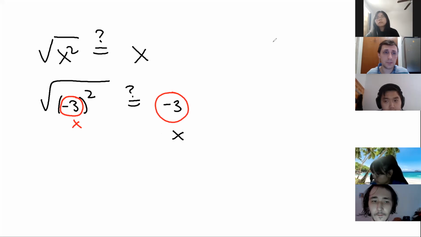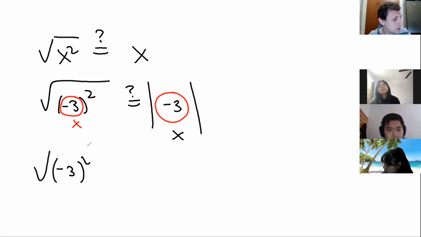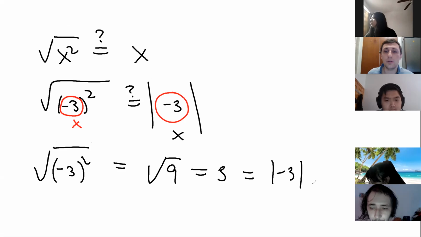And Francis, I will explain your line in a second. So you see, it's not true. But what is true is that if you put absolute value, that would work. Because look at it, the root of (-3) squared is equal to the root of 9, which is 3, which is the absolute value of -3. Okay, so you need to put absolute value when you cancel things out. That's the first comment.